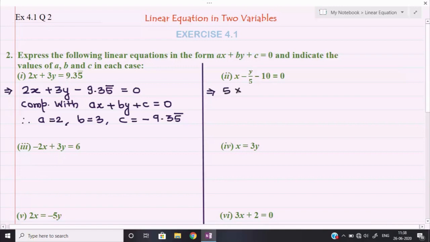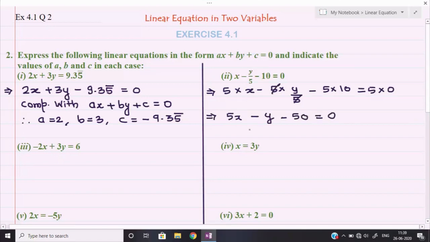So 5 into x minus 5 into y upon 5, minus 5 into 10, everywhere I am multiplying by 5, which is coming in the denominator, is equal to 5 into 0. So now if I multiply by 5, it will become 5x minus, here 5 and 5 are cancelled, so minus y will remain, and this will be minus 50 is equal to 0.